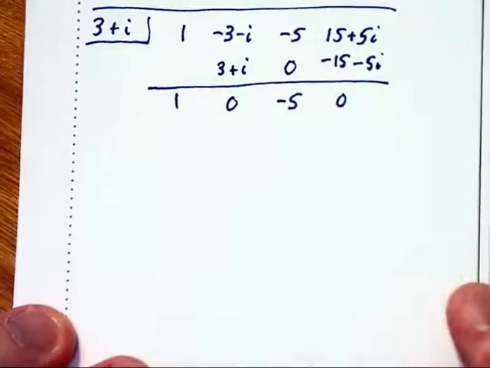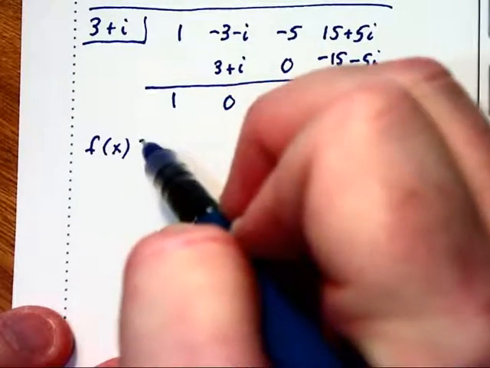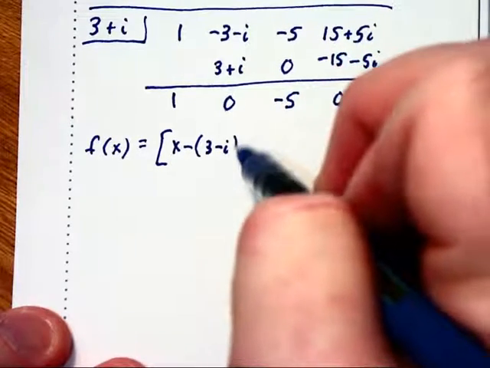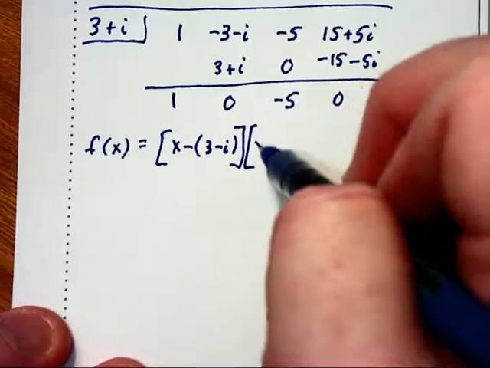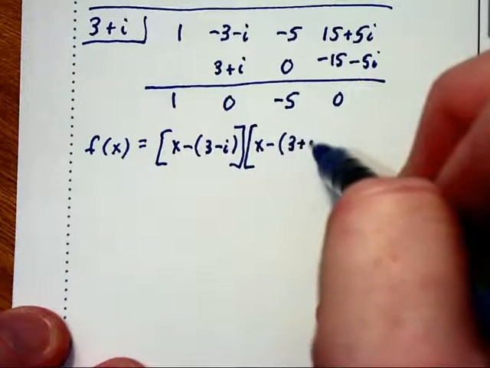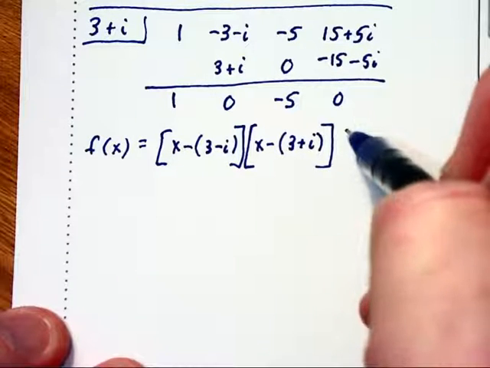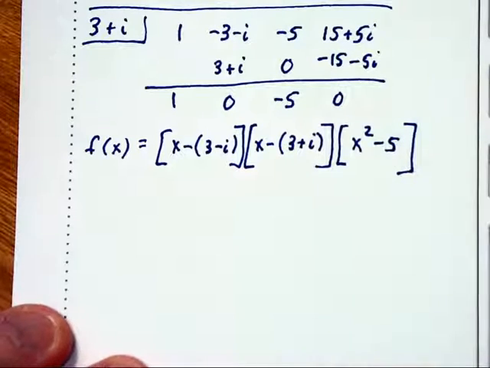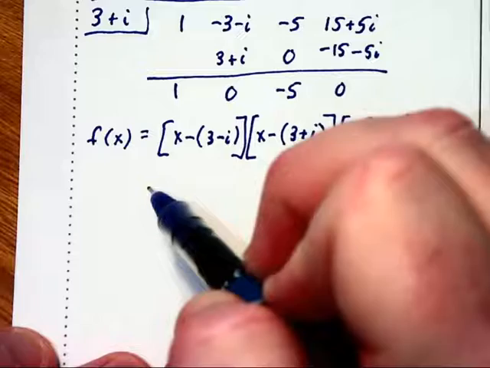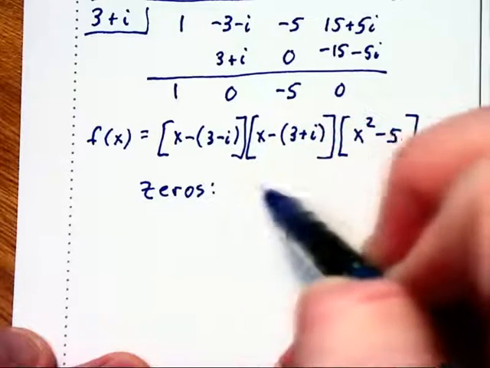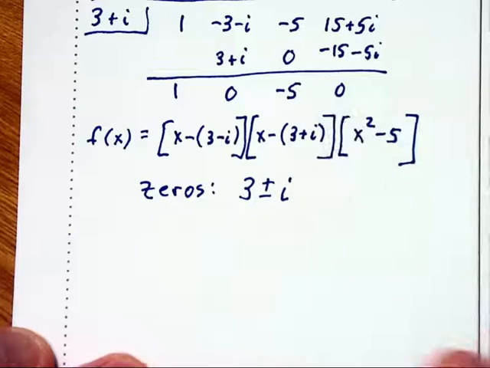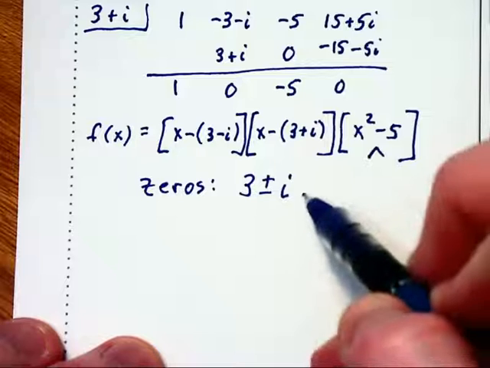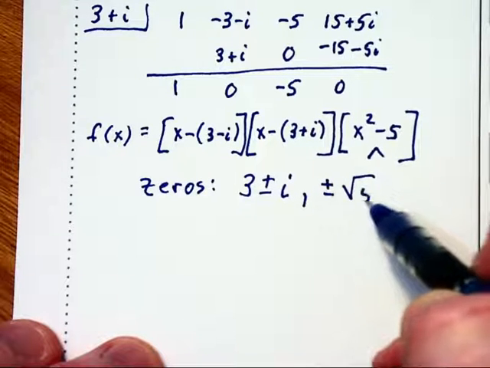So now what do we have? We now have that our function f of x is equal to x minus the 3 minus i that we factored out the first time, times x minus the 3 plus i that we just factored out this time, times x squared minus 5. Now we're being asked to find all the zeros, and I think we pretty much have our answer here. The zeros are 3 plus and minus i, two conjugates that travel together, and when we do the difference of two squares right here, we will find out that plus and minus the square root of 5 are the other factors.